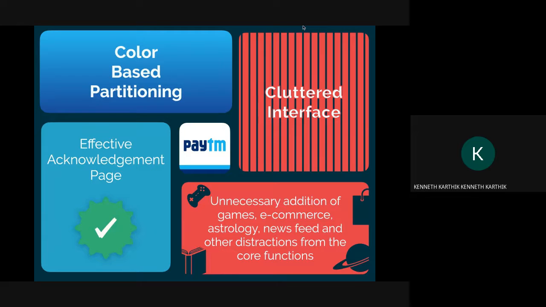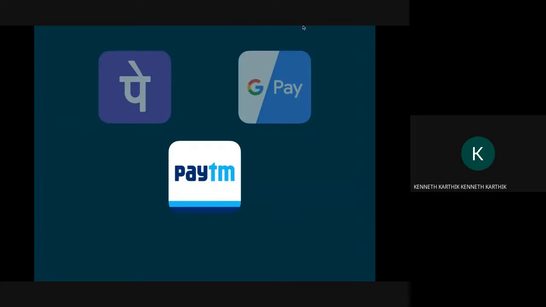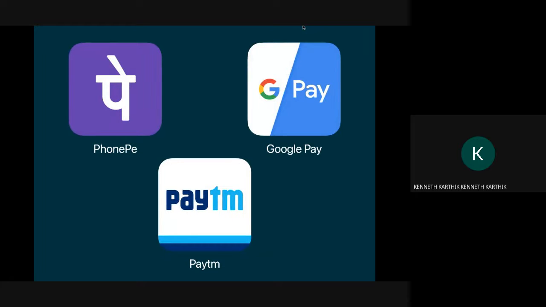So there was color-based partitioning, which was good. They had a very unique image with the dark blue and the light blue thing. It was very identifiable. And then a very effective acknowledgement page, but at the same time, a very cluttered interface and a lot of unnecessary bloatware within the application. So these were the 3 main comparisons I made for the initial understanding.